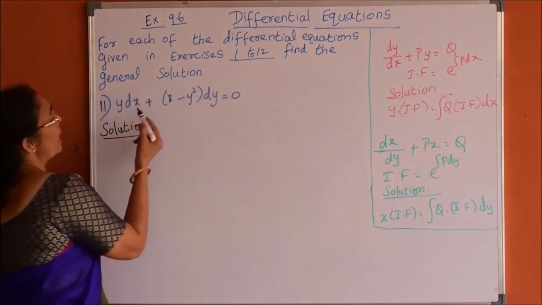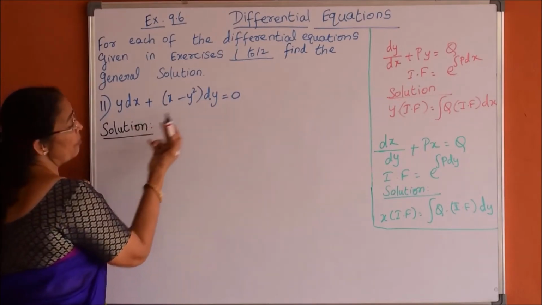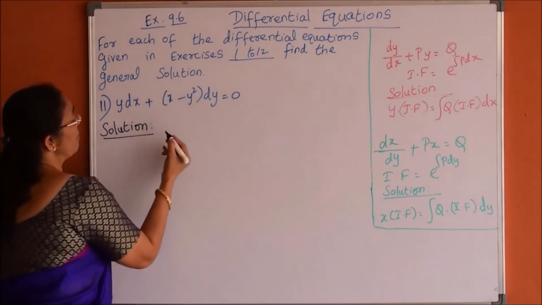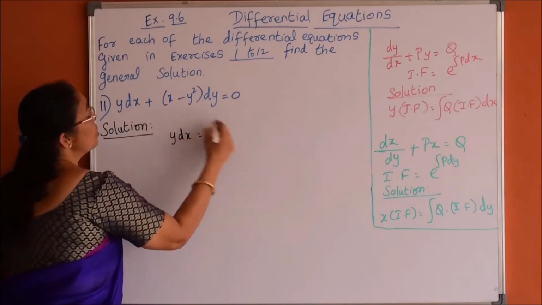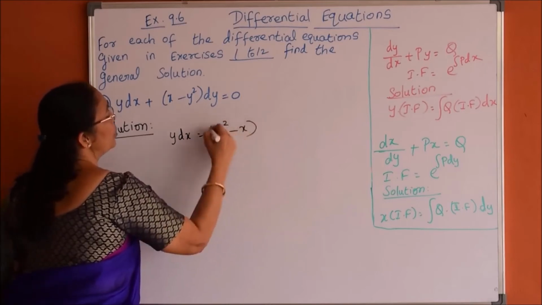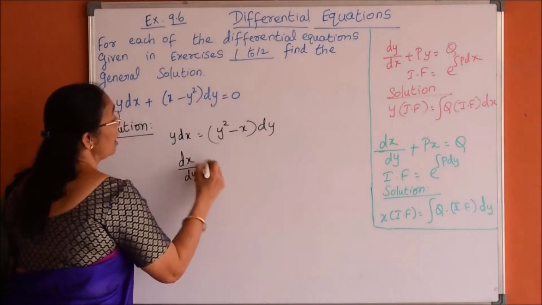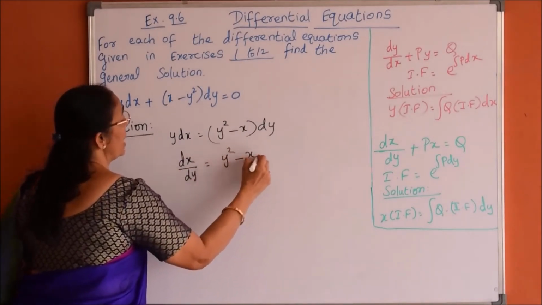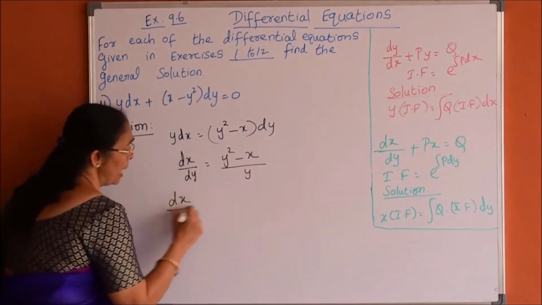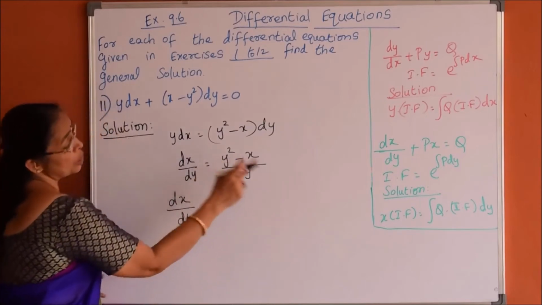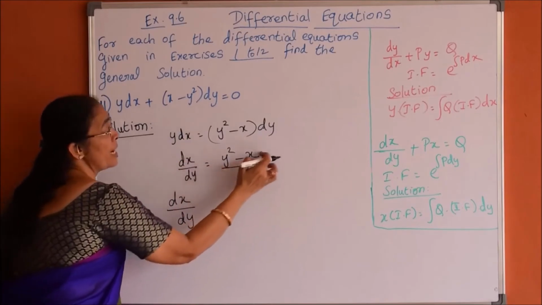11th problem, y dx plus x minus y square dy is equal to 0. So, instead of trying dy by dx, we try for dx by dy in this problem also. So, we will get y dx is equal to y square minus x into dy, or dx by dy is equal to y square minus x divided by y. We can rearrange and write it as dx by dy, and it should be dx by dy plus some function of y into x. So, this is minus x by y.